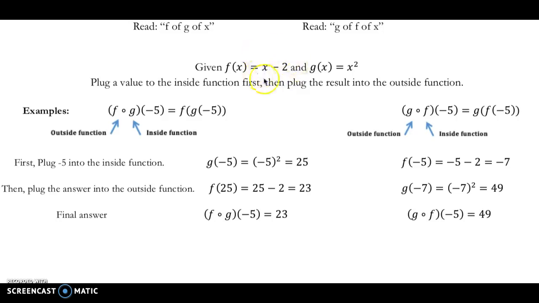So our f is right here, x minus 2. I'm going to plug in negative 5 for x. So negative 5 minus 2 gives me negative 7. So when we evaluated the inside, we got negative 7. Now what I would do with that piece is, okay, I got negative 7. Now I need to plug that into g. So remember our g of x is x squared. So I'm going to plug in negative 7 to that. So negative 7 squared is equal to 49. So that means that g of f of negative 5 is equal to 49.